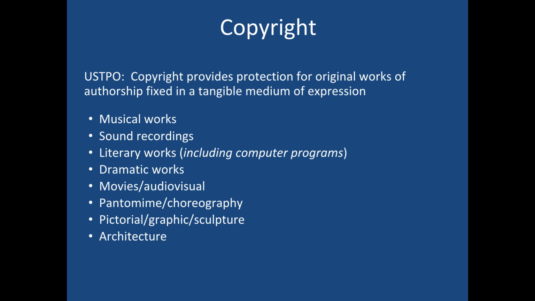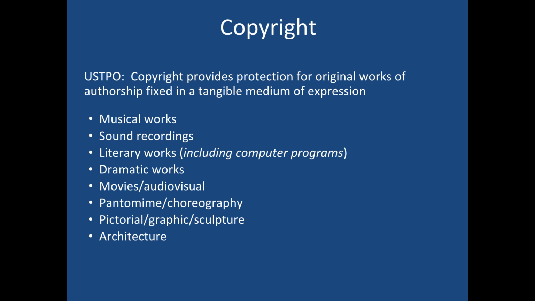All right, copyright provides protection for original works of authorship fixed in a tangible medium of expression. So these are kinds of things you can copyright. Musical works, sound recordings, literary works, and for a number of years, computer programs weren't considered copyrightable, but nowadays they are. They're treated as literary works. Dramatic works, movies, choreography, sculpture, architecture. So the design of a building is copyrightable.